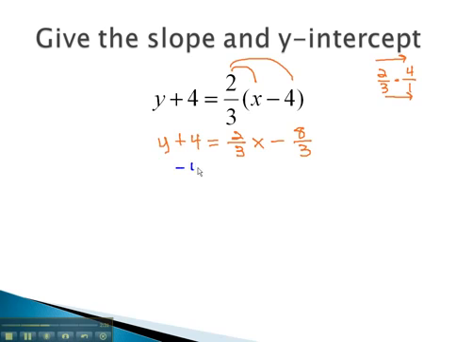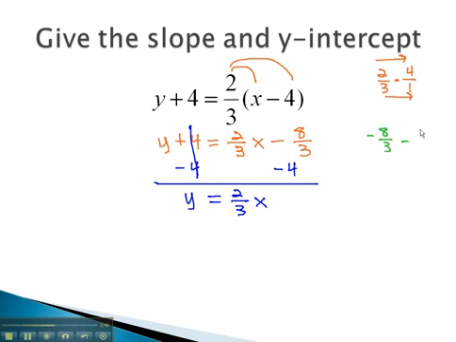Next, to get the y alone, we subtract 4 from both sides. On the left, we have y. On the right, we begin with 2/3 x, but we remember that in order to combine the negative 4 and negative 8/3, negative 8/3 minus 4, we need to subtract the fractions by finding a common denominator. Putting the 4 over 1, we see the common denominator is 3. So we will multiply by 3 over 3, giving negative 8/3 minus 12/3, which is negative 20/3.